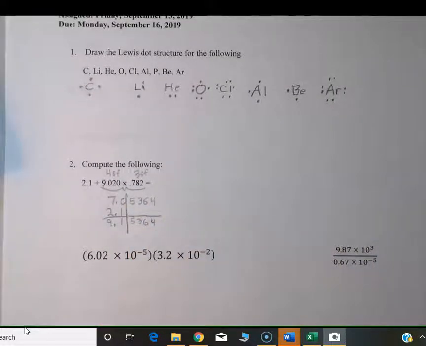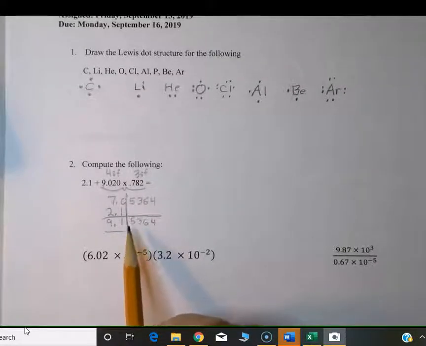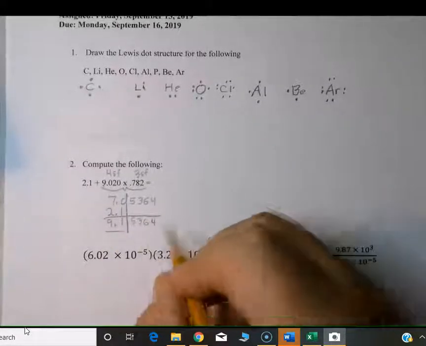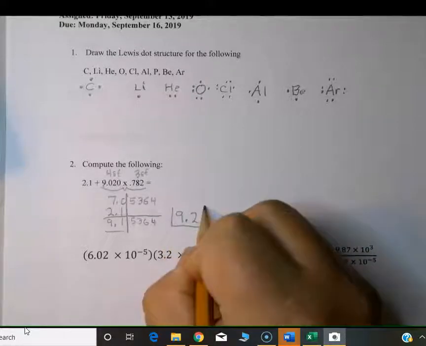So at this point, then, the only digits that are significant are these 2. Okay, anything to the right of this line is not significant. However, I'm going to use this digit to round this digit. And since it's a 5, it rounds up. So the final answer is 9.2.